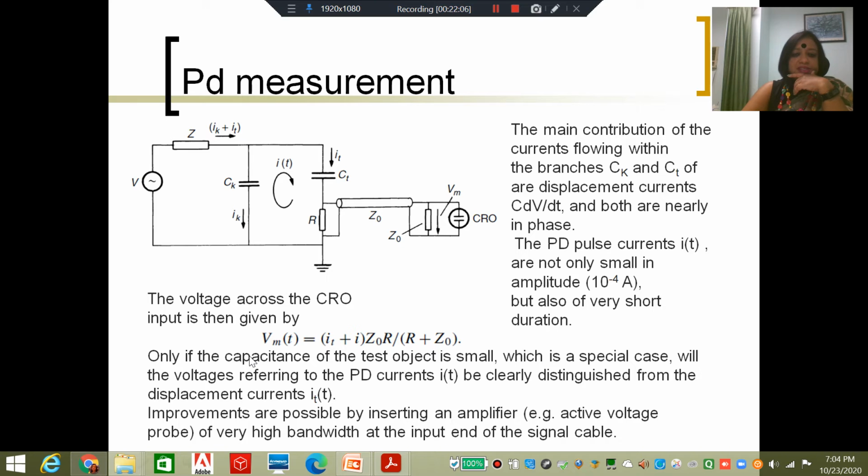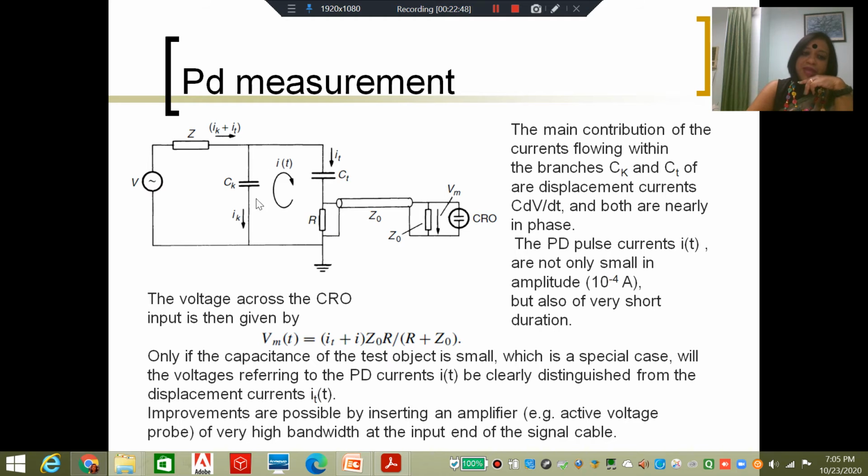Now, if the capacitance of the test object is very small, only then it would be possible to measure the voltages corresponding to the PD currents distinctly from the displacement current. So you already have a displacement current I_T, and over that is superimposed the PD pulse current. The PD current flows only when a PD pulse flows. But even in the absence of a PD pulse, you have a current flowing through the resistance R, and that is because of the displacement current through CT.